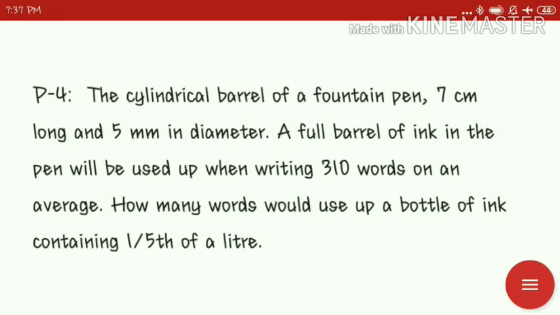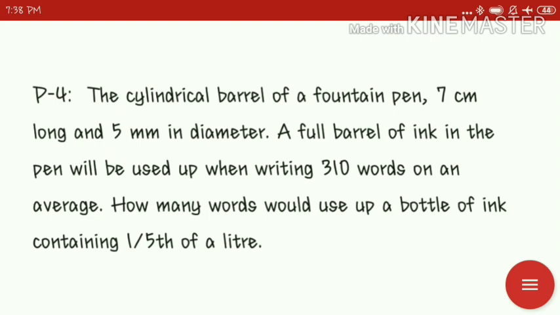Here we go, problem number 4. In the fourth problem, you will see the cylindrical barrel of a fountain pen. A fountain pen with the barrel in the shape of a cylinder, 7 centimeter long, 5 millimeter in diameter. A full barrel of ink, that means when the pen is completely filled with ink, is used up when writing 310 words. I mean, after writing 310 words, the ink will completely run out and the barrel will be empty. It is given as an average number.